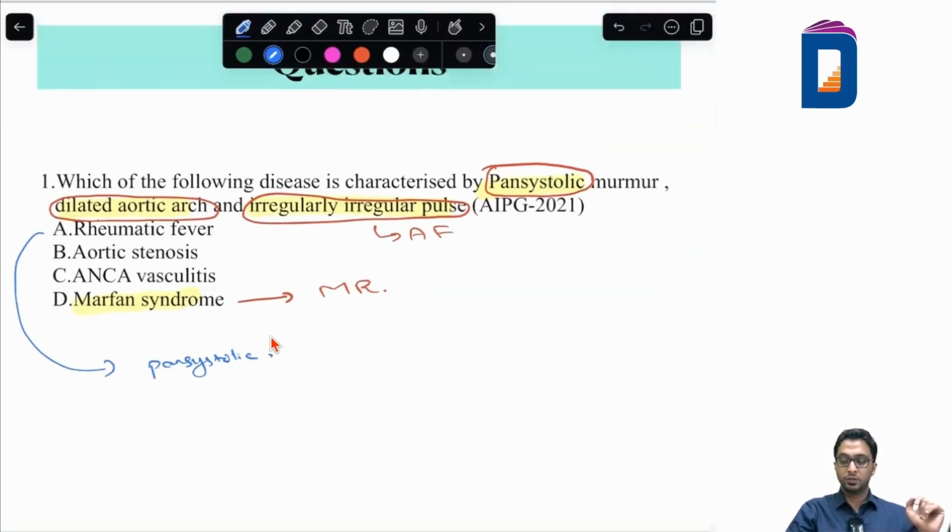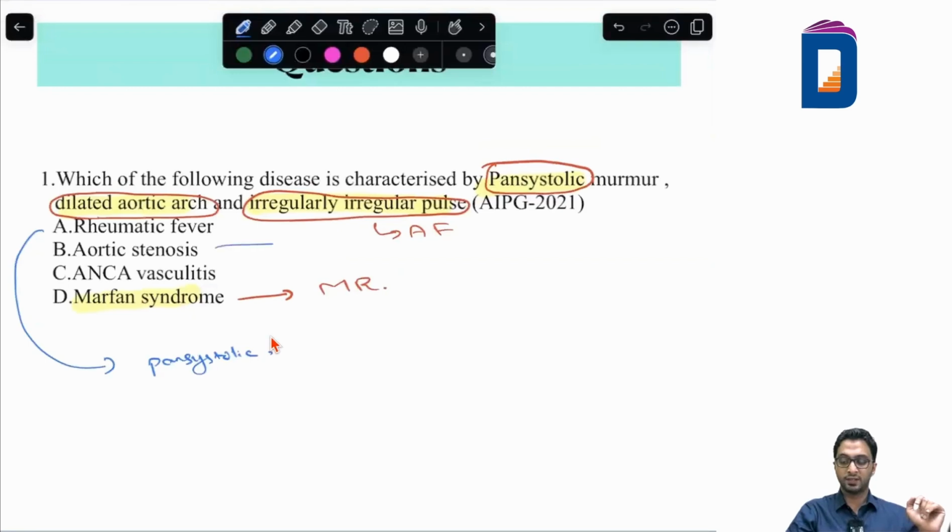And aortic stenosis. What is the murmur associated with aortic stenosis? Ejection systolic. I told you, aortic stenosis is ejection systolic. It is not pansystolic. Ejection systolic is throughout the ejection phase, but that's a name. It's not pansystolic, definitely. Pansystolic is throughout the systole only. Ejection systolic is a kind of similar, but yes.